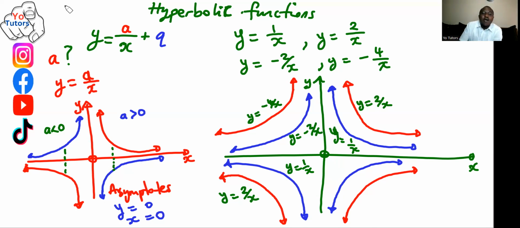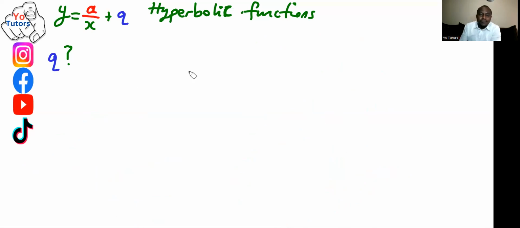Now let's look at when we bring in the q. What will happen if we bring in the q? Now, we want to know the effects of q. Q affects what we call up and down. So it shifts your graph up and down. And when it's shifting up and down, what is it changing? It's going to change the new x-axis.